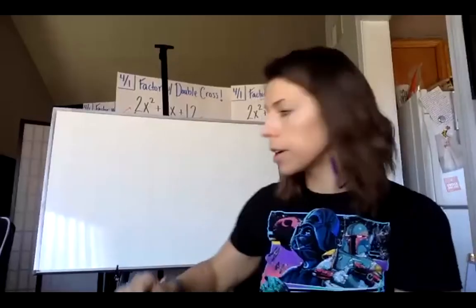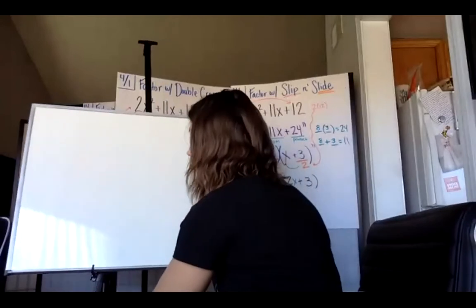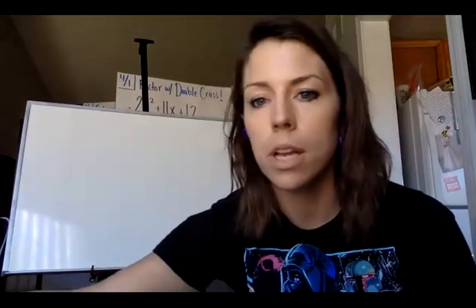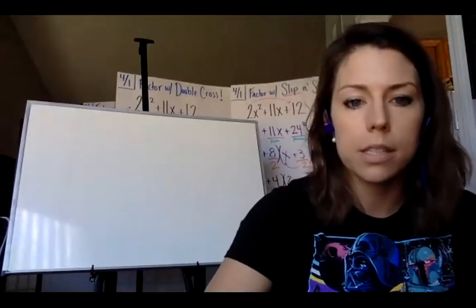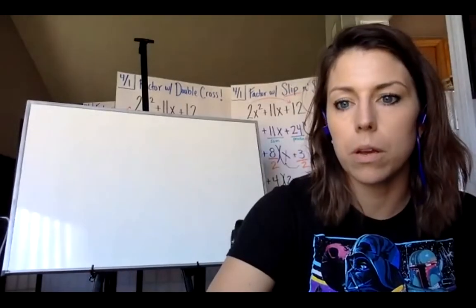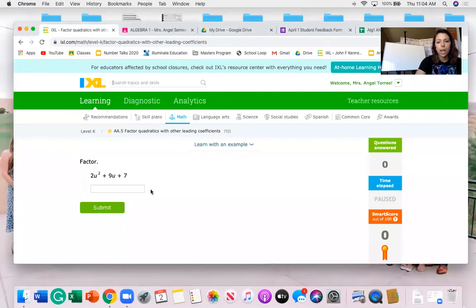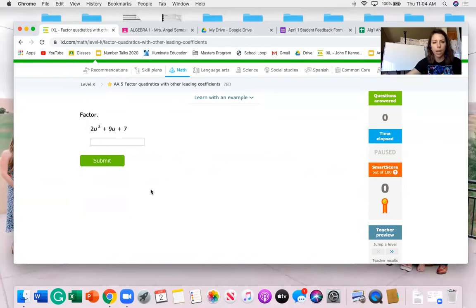Okay, so general consensus is we're just going to focus on slip and slide from now on. So we're going to go over some IXL practice problems, only doing slip and slide. So here we go. Alrighty. Okay, first problem, if you're following along, go ahead, write it down. We've got 2u squared plus 9u plus 7. And again, we're only going to be doing slip and slide.